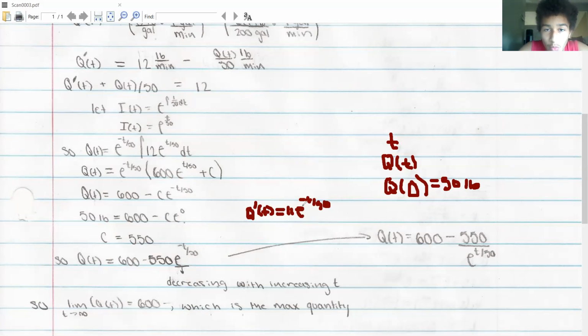Looking at this, we can see that as t increases infinitely, the term with e will shrink, making the derivative resemble 0 more and more as t goes to infinity. So this term is decreasing with increasing t. We can mathematically represent this as t goes to infinity, the limit of Q(t) will approach 600, since this term will approach 0. This will be the maximum quantity of chemical in the lake. So this solves our differential equation.